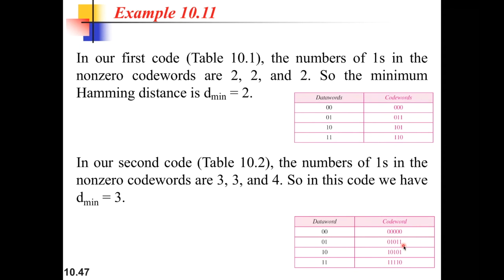Here, how many ones are here? 3. Here, 3. Here, 4. Okay, so what is the minimum number? 3, 3, 4. Minimum number is 3. So the minimum Hamming distance for this coding scheme is 3.